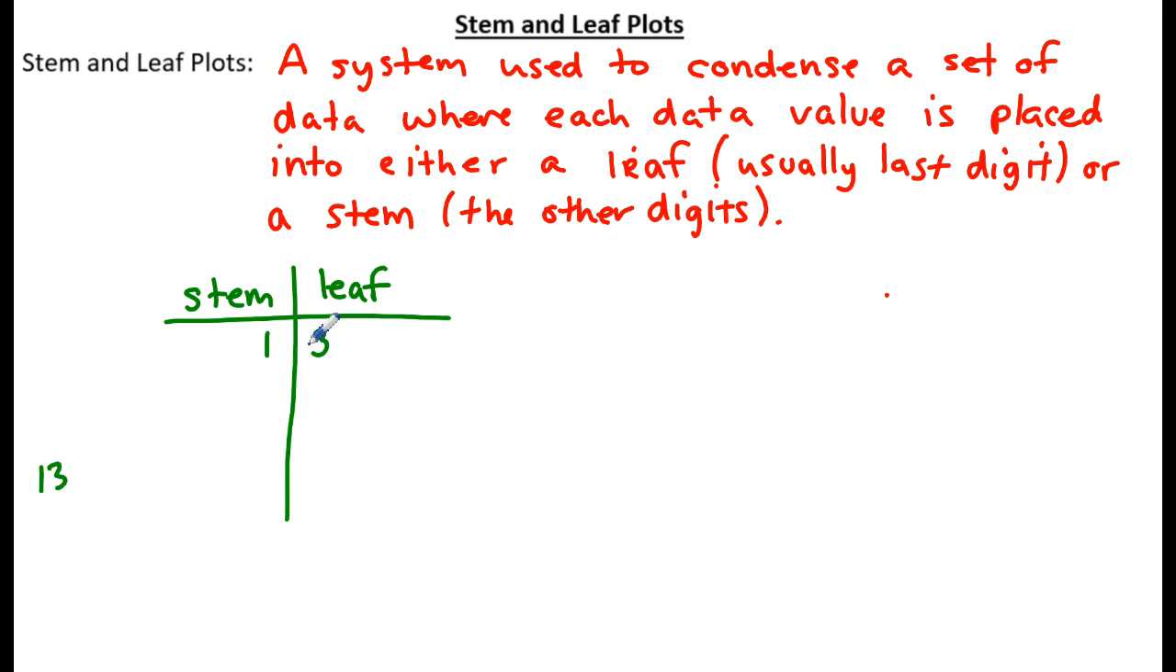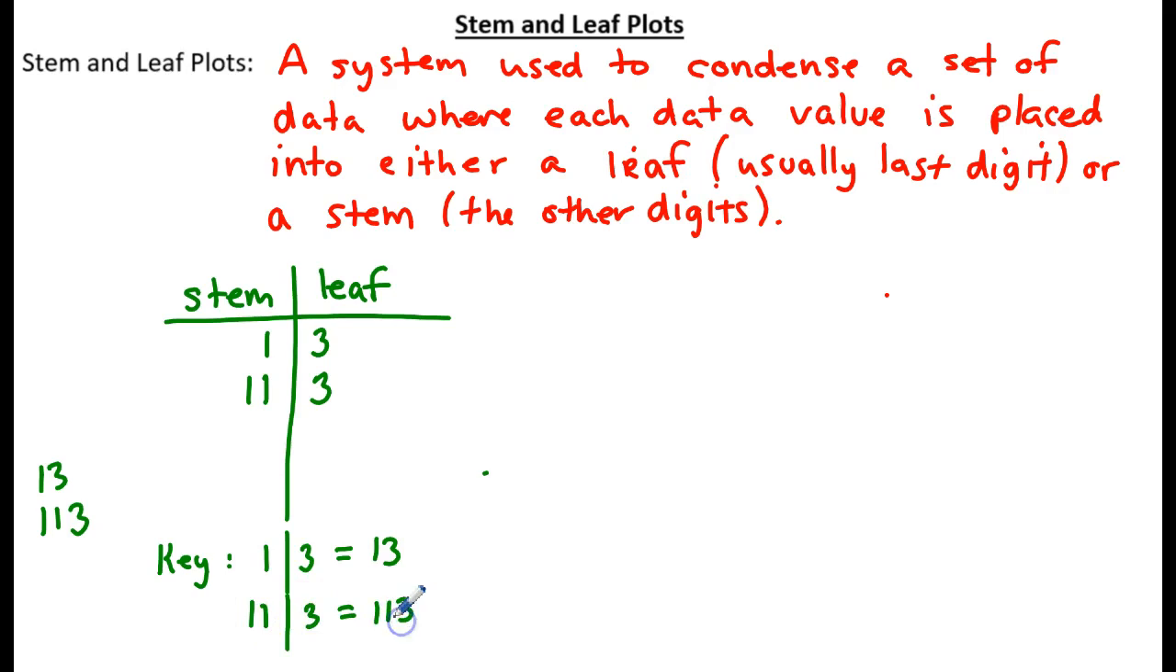Now that works for a 2-digit number, but if you had a 3-digit number such as 113, my stem now becomes 11, the first 2 digits, and then the last digit, which is your ones digit, would be the 3. To identify which is which, every stem and leaf plot will have a key. It will look something like this: 1 with a line and 3, which represents, in this case, 13. If I wanted to represent 113, that would be 11 with a line and then a 3 for 113.